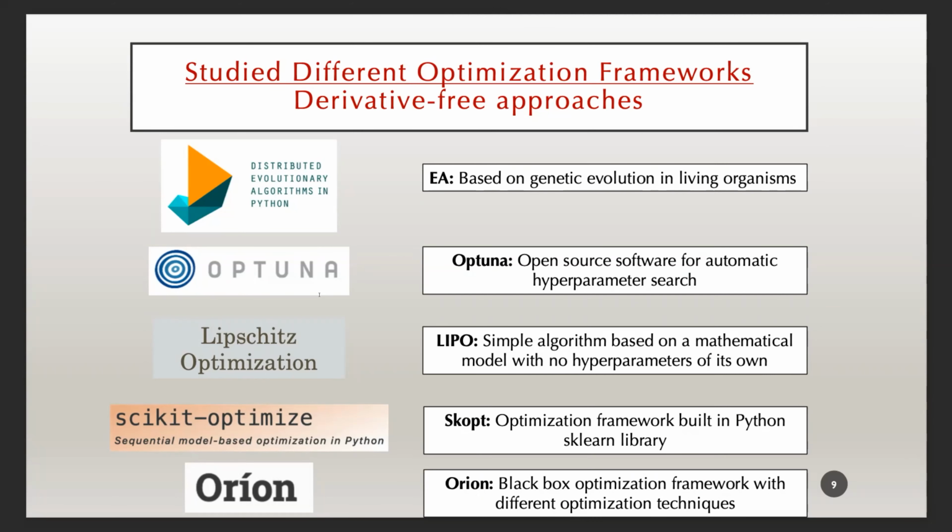So the first approach that we have considered is the distributed evolutionary algorithms in Python, which we have referred to as EA throughout the presentation. So this is an algorithm based on the genetic evolution in the living organisms. The second framework that we have considered is the Optuna hyperparameter tuning framework, referred to as Optuna in the talk. So this is an open source software used for the automatic hyperparameter search.